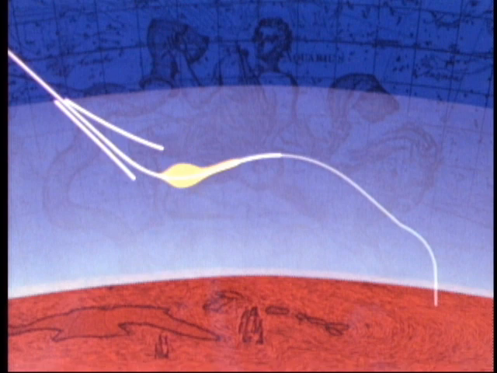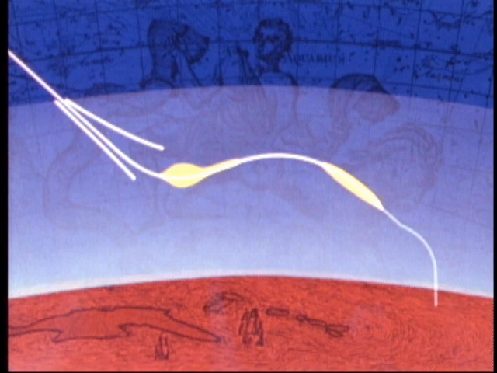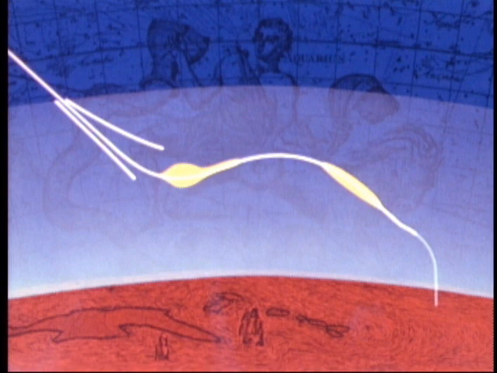The second control period begins at 0.2 Gs and lasts about 1.5 minutes. During this period, the trajectory will be tuned to bring the command module down on the target point. The Apollo atmospheric entry phase terminates at an altitude of 23,500 feet with the opening of the drogue parachutes.